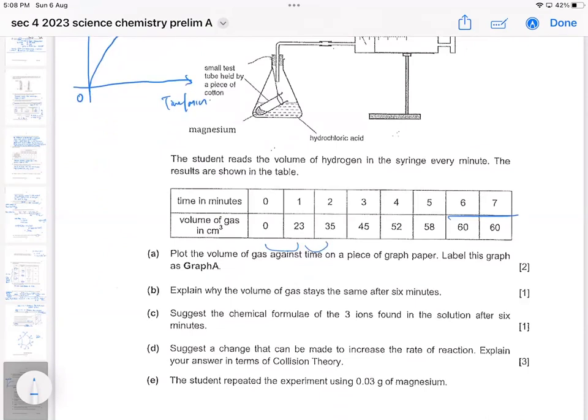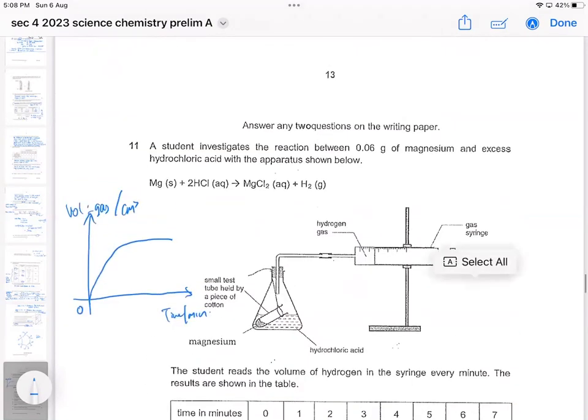The reaction comes to a stop at 6 minutes. The question here says magnesium, excess hydrochloric acid. So because of the excess hydrochloric acid, we should think that the magnesium is the one that is used up. Got it there? Because acid is in excess, so it must be magnesium that is used up. Got it?